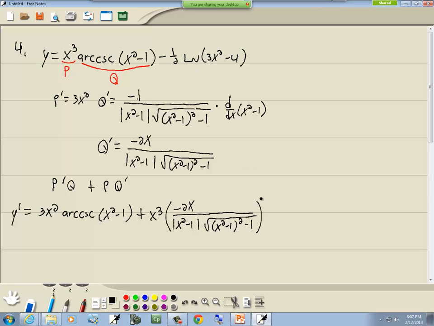Okay, now let's go to this natural log. So minus 1/2. If you got a number out in front, it stays in front. The derivative of a natural log of something is 1 over whatever's inside the parentheses, times the derivative of what's inside the parentheses.